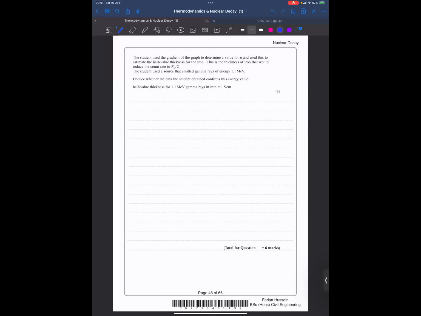Right, okay, guys, 31st one. A student investigated the absorption of gamma radiation by iron. She placed a gamma source in a holder and set up a Geiger-Müller tube a short distance away. She placed thin sheets of iron between the GM tube and the source as shown.